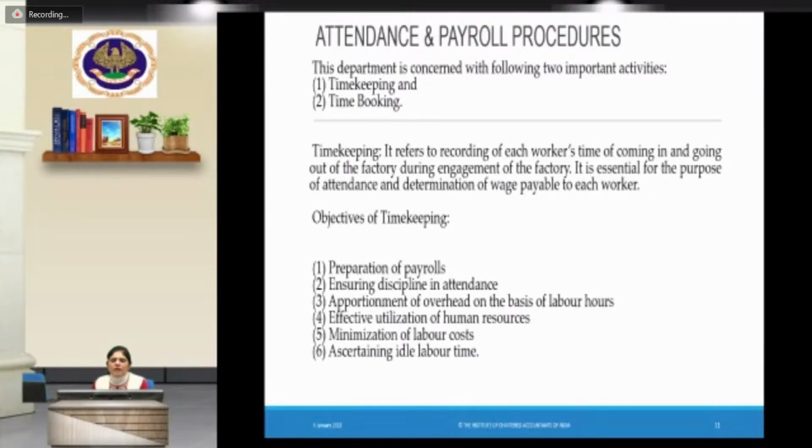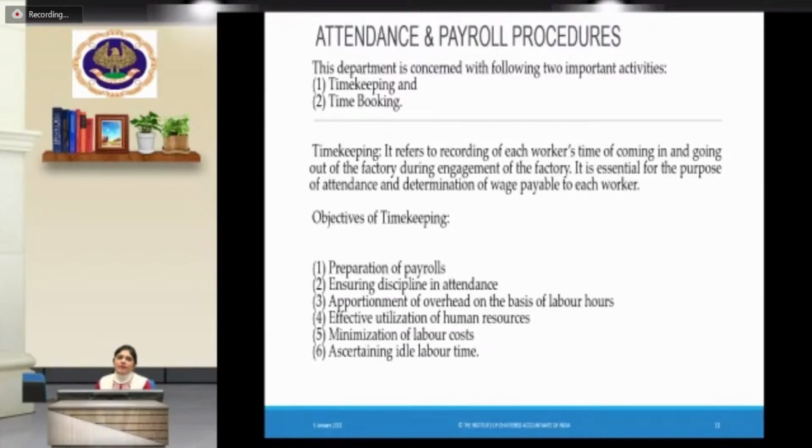All right. During engagement of the factory, it is essential for the purpose of attendance and determination of wage payable. So it is very important that you have to record the time when the worker is entering and when the worker is making an exit from the organization. So entry time and exit time, as simple as that. That is the timekeeping. So objectives of timekeeping, it is important to prepare the payroll or the pay slip.